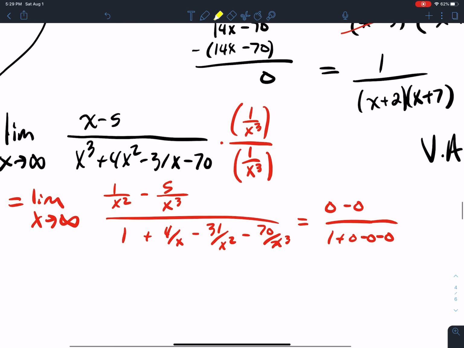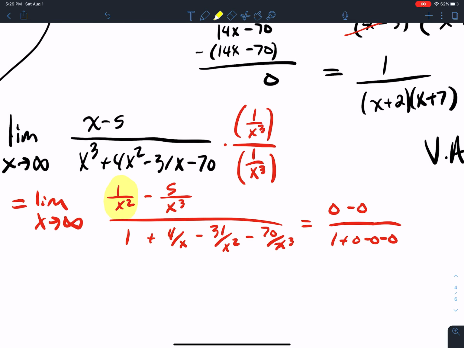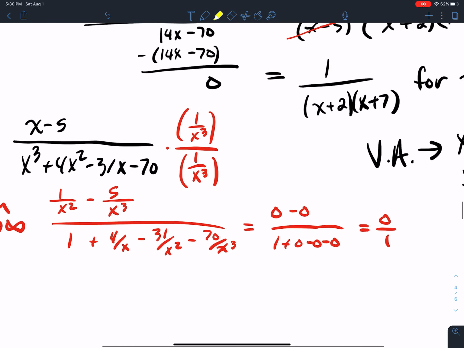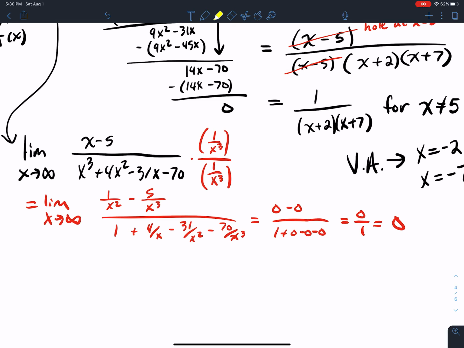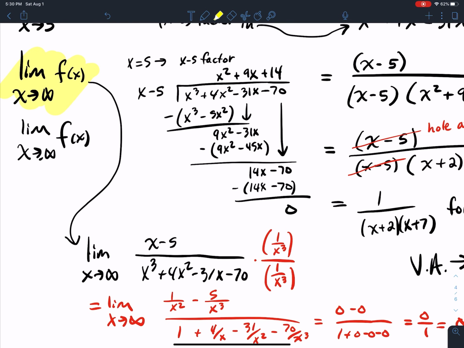And so what do we get? Basically, all of these terms here are going to limit to 0. It's a constant divided by something that's going to infinity, or infinity squared, or infinity cubed. Guess what? That's infinity. And so 1 over a really big number, all those things go to 0. And so when I do this, I end up getting 0 divided by 1, which still happens to be 0. So when I take the limit of this function here, I get 0.